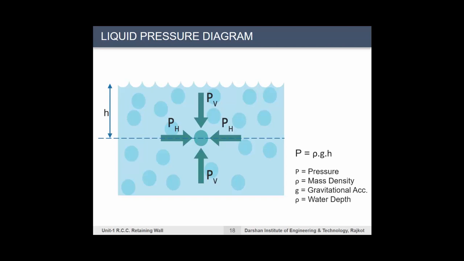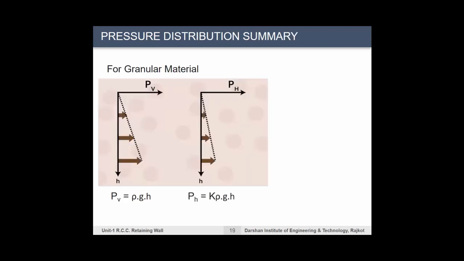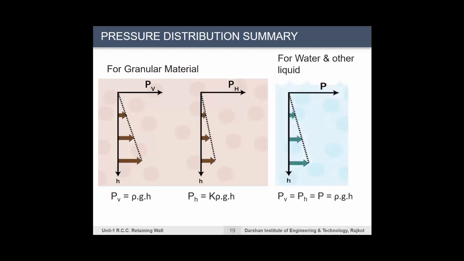So in summary, for granular materials, the horizontal pressure PH is usually less than the vertical pressure PV, as shown in the graphs and formulas. For water and other liquids, however, the vertical and horizontal pressures are equal, a single value P, as shown in graphs and formulas.